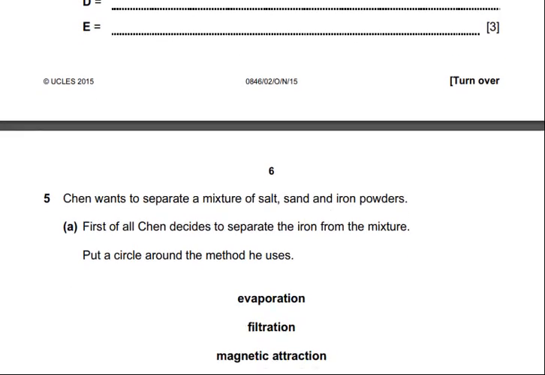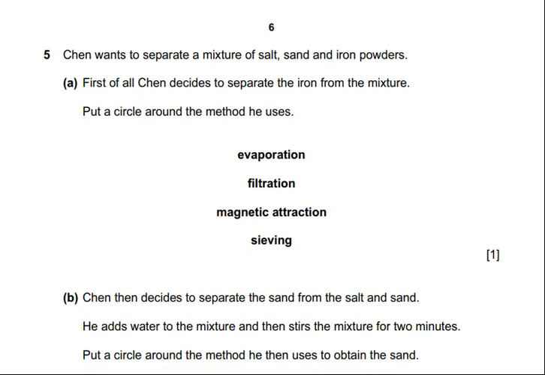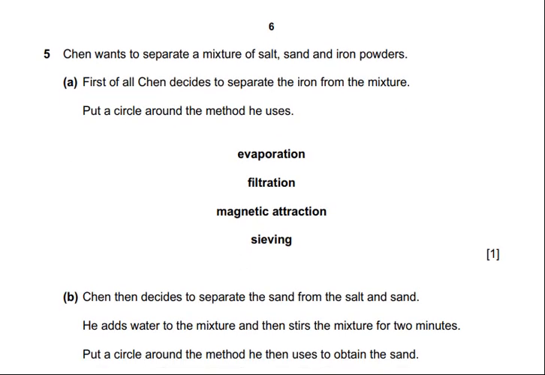Now we will move to the other page. Question number 5. Chen wants to separate a mixture of salt, sand, and iron powders. A. First of all, Chen decides to separate the iron from the mixture. Put a circle around the method he uses. So here we need to choose one of the methods. We have 4: evaporation, filtration, magnetic attraction, and sieving.